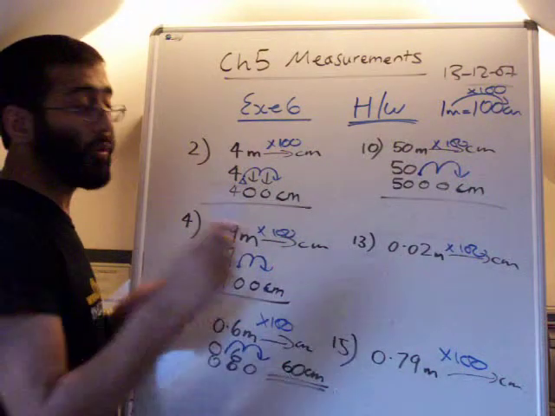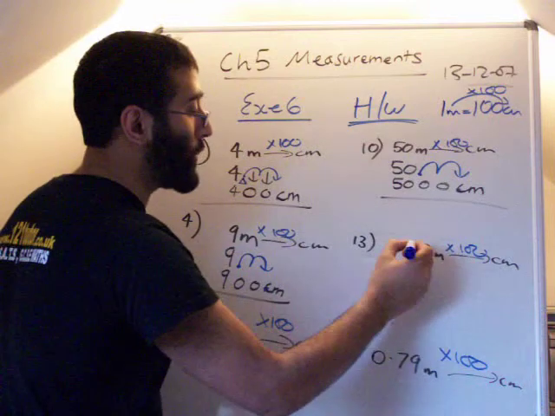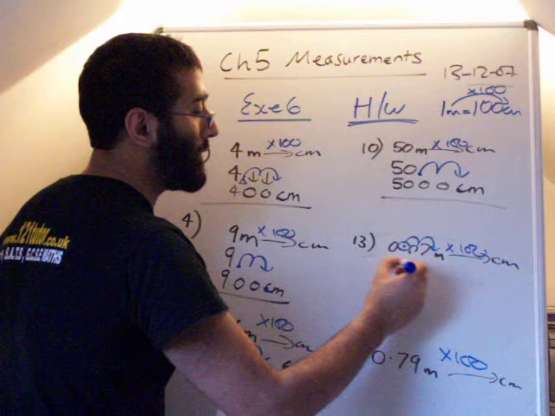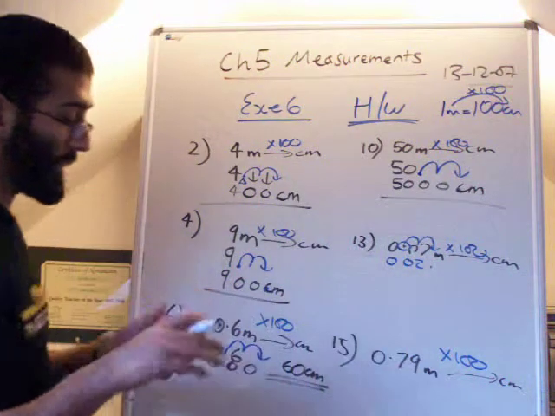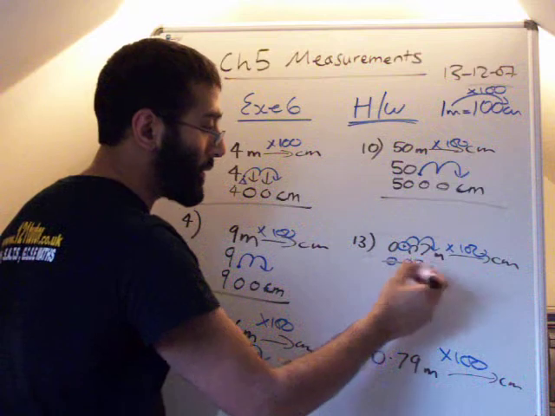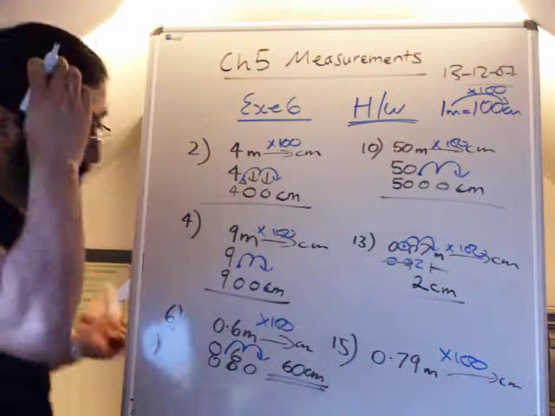0.02, here we've got enough room to do the working out on the question. Grab the decimal point, we multiply it by 100. We go one place, two places forward. We copy everything down with the decimal point there. The answer says 002 point. We don't need these. The final answer is simply 2 centimeters.